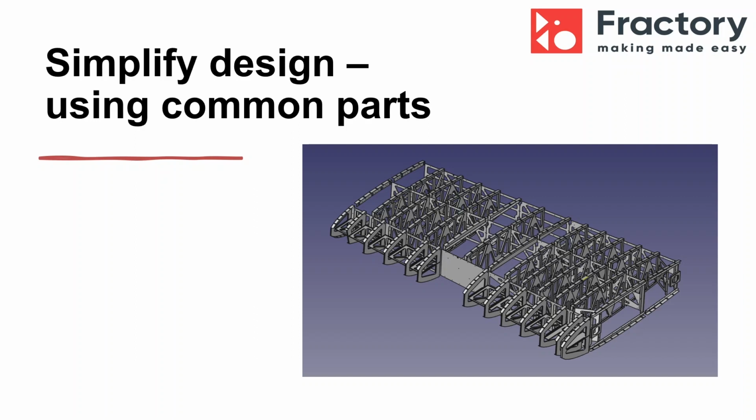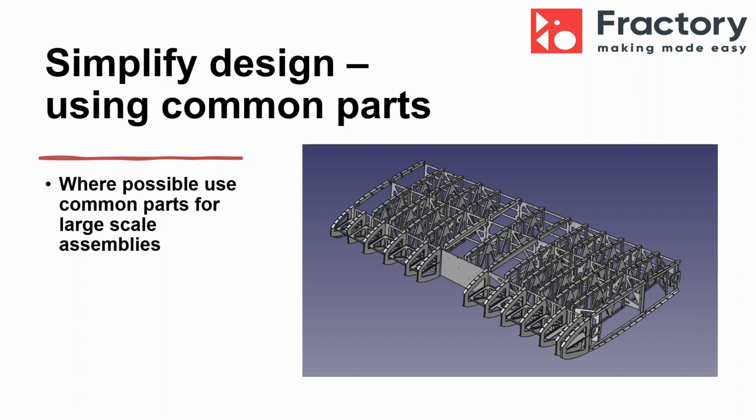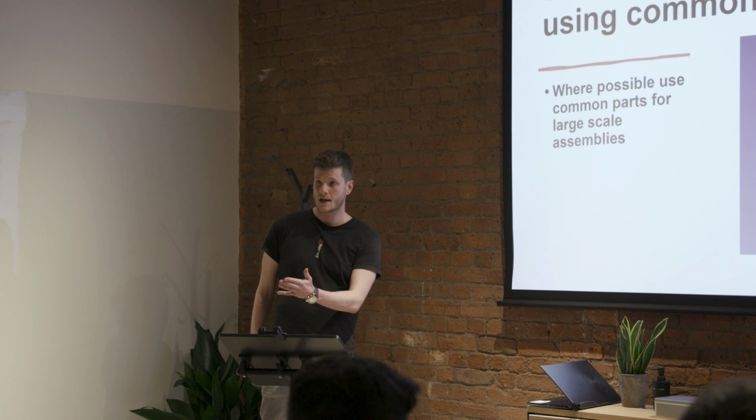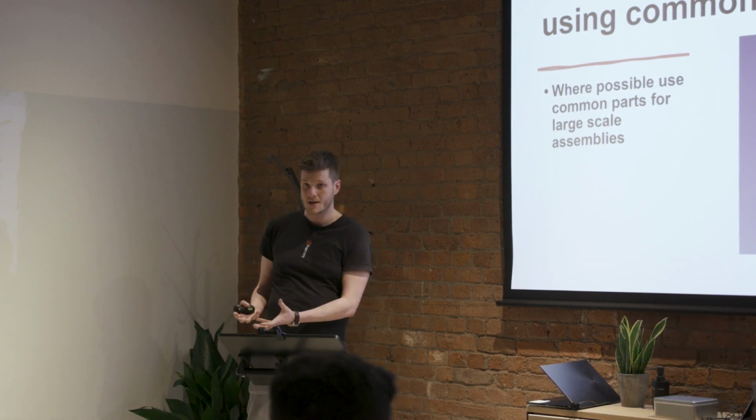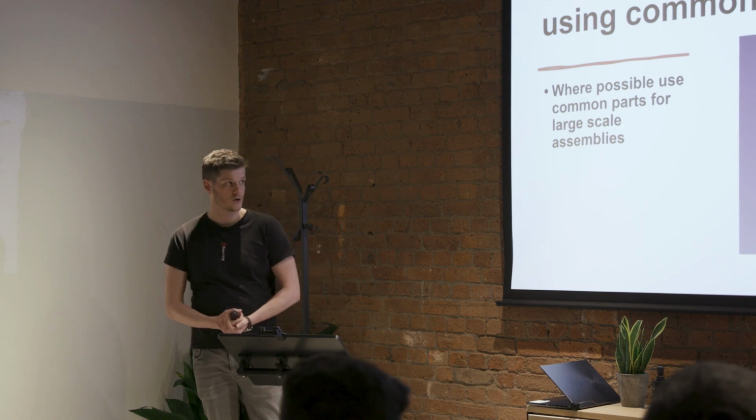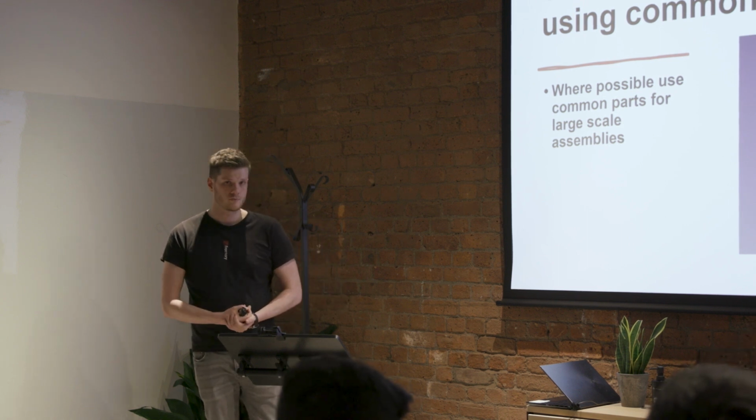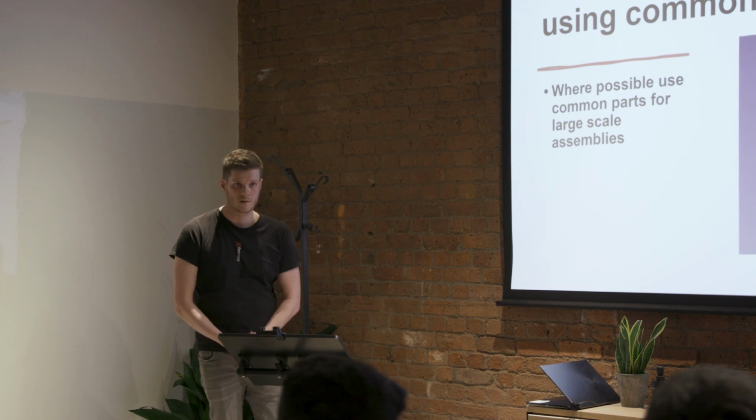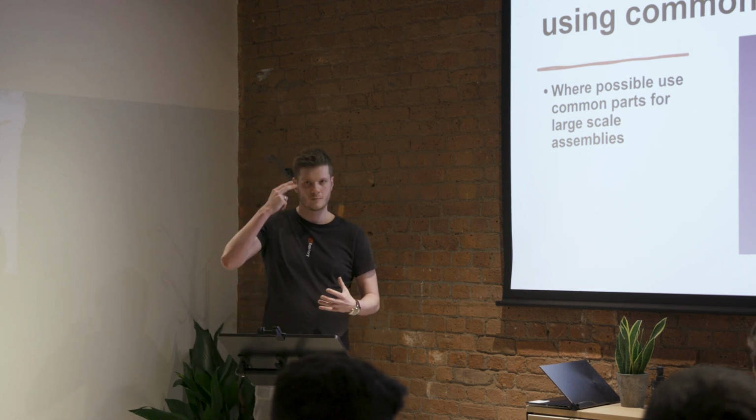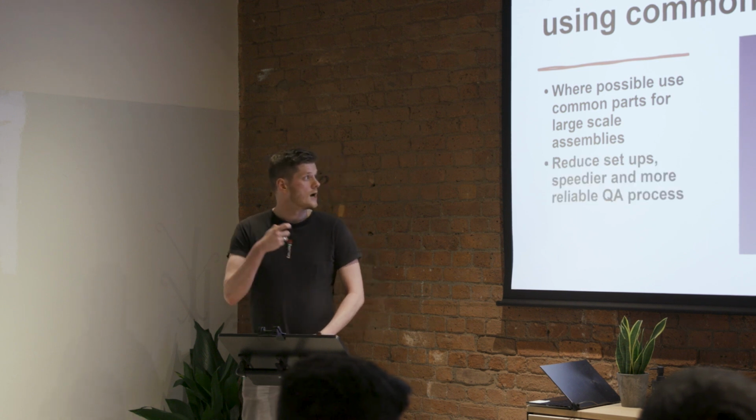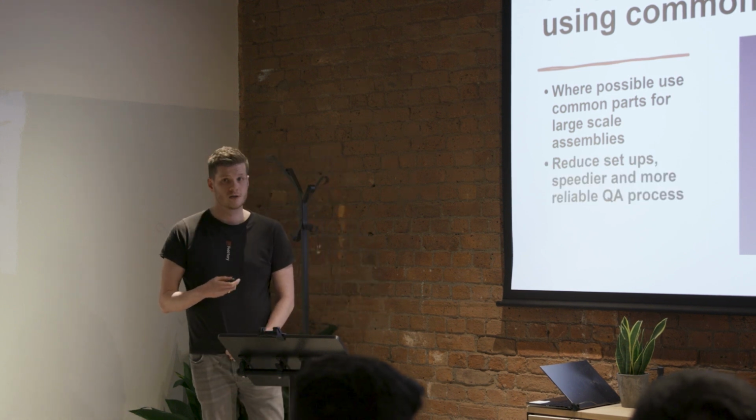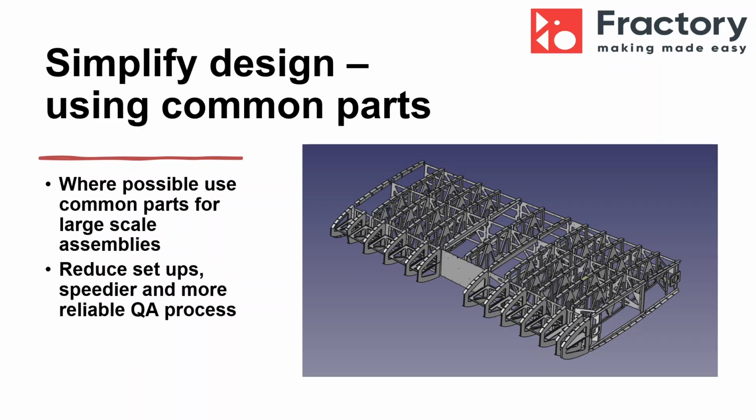So when you are designing an assembly, try to use common parts as much as possible. As Tom was saying with the fan housing, all four sides were all the same piece, makes it a lot easier for quality assurance, brings the time of actual production down, everyone knows where they stand with every single piece. There's not too much thinking needed to be done just to knock them out and get them correct. And also, by doing that, you reduce the setup and make a speedier and more reliable QA process.